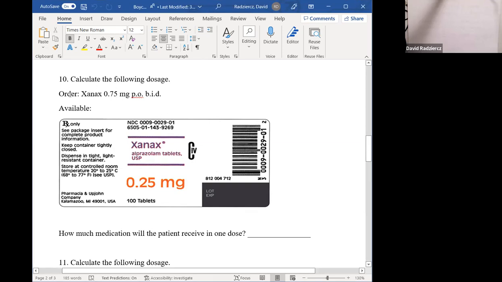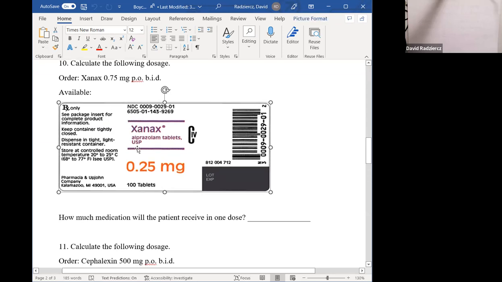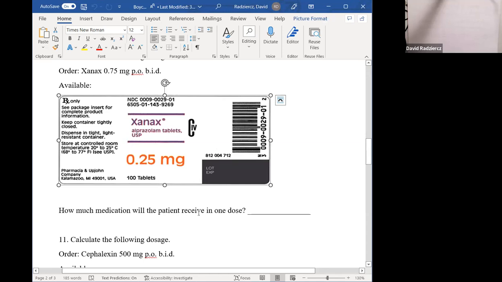It'll give you an order. It'll give you what's available. And sometimes it'll show you a picture of a label. And then it'll say how much to administer. Now, the thing you need to keep in mind is, when you answer this question, you need to make sure that you're indicating what the medication is being delivered in.